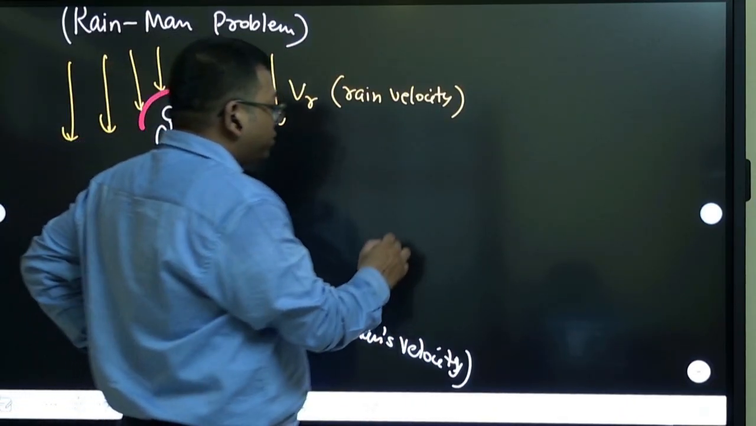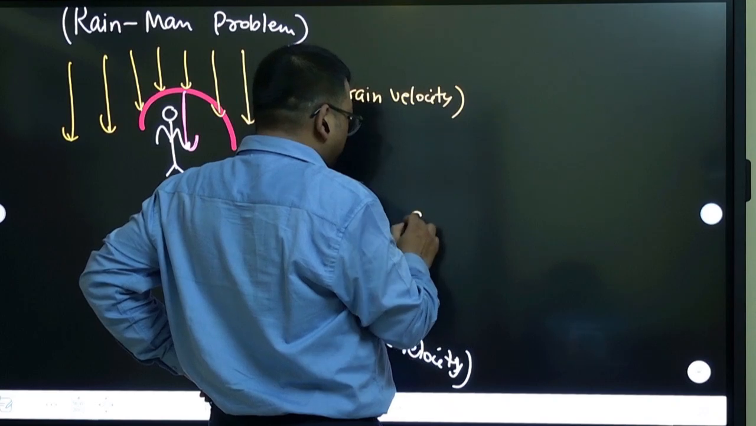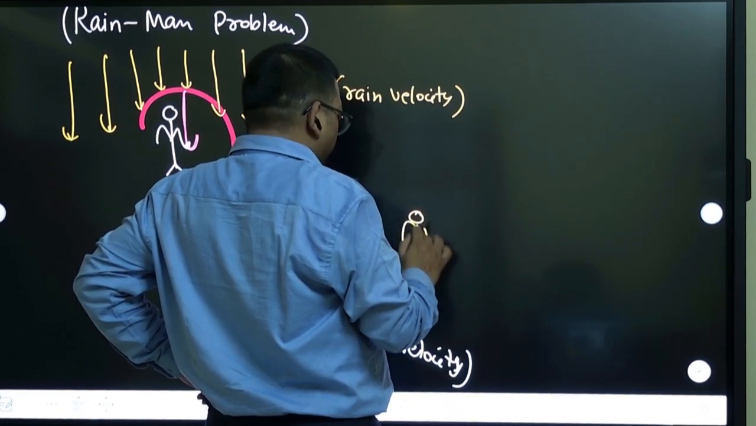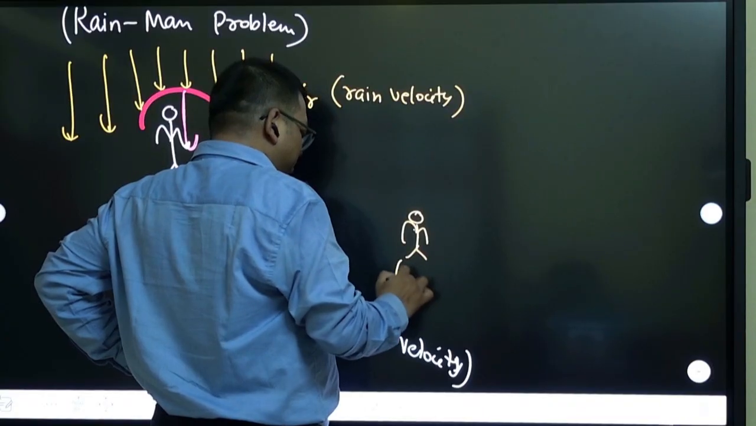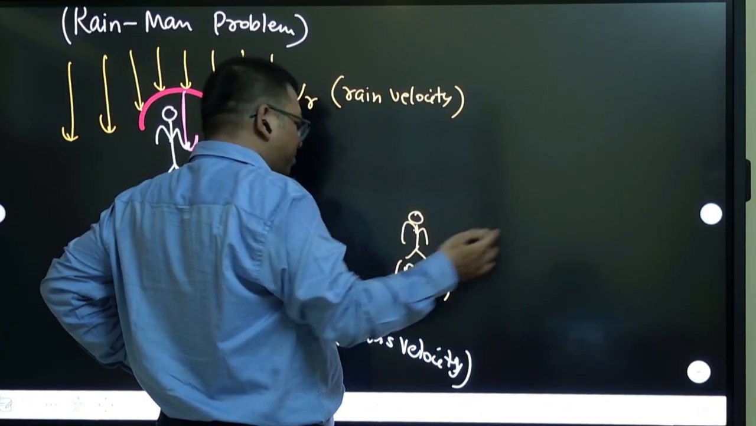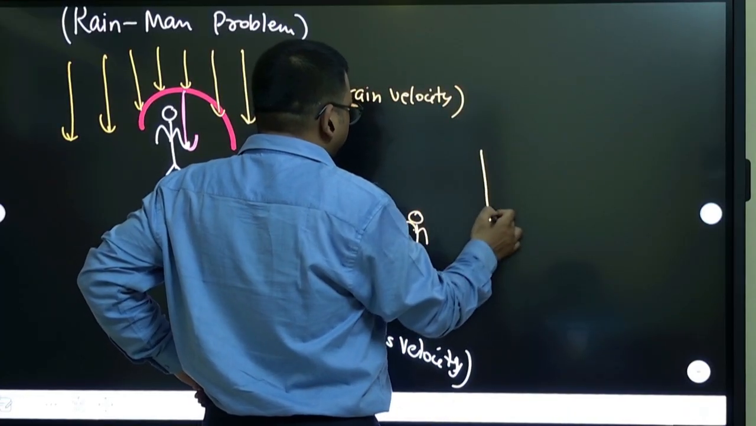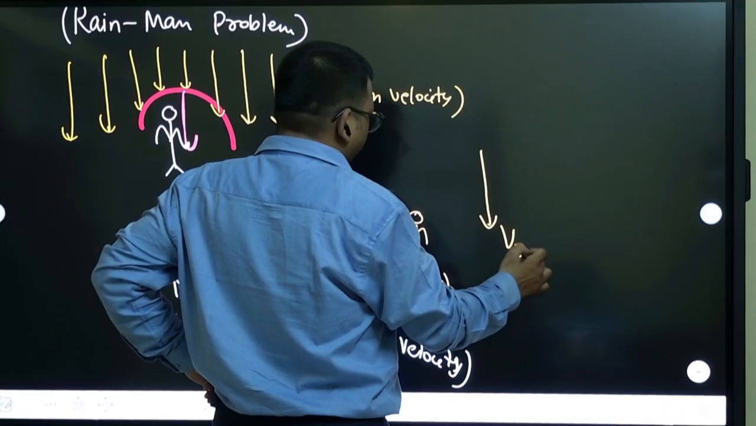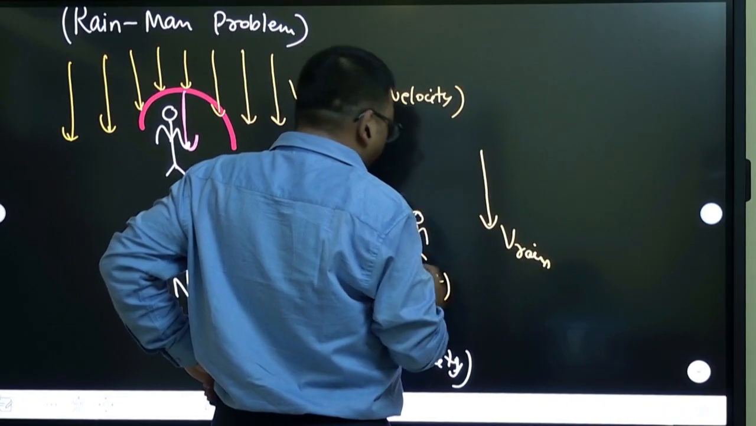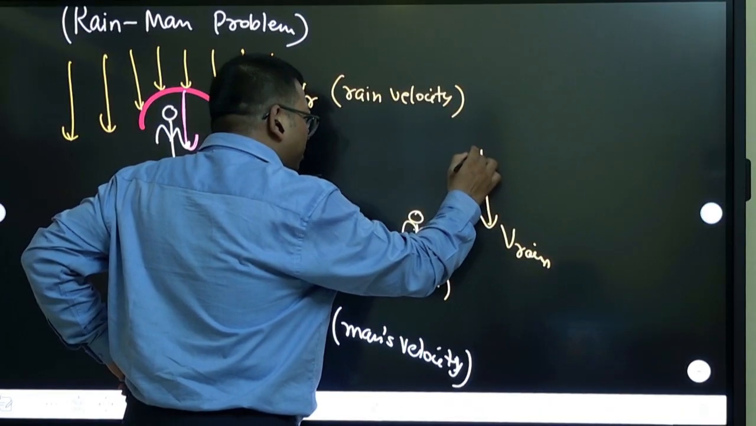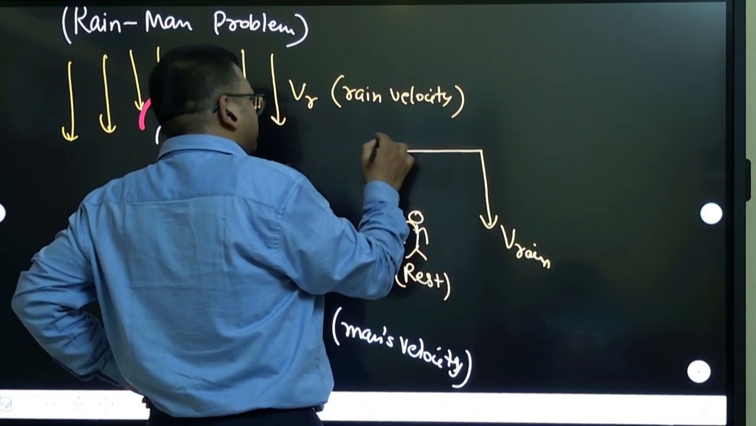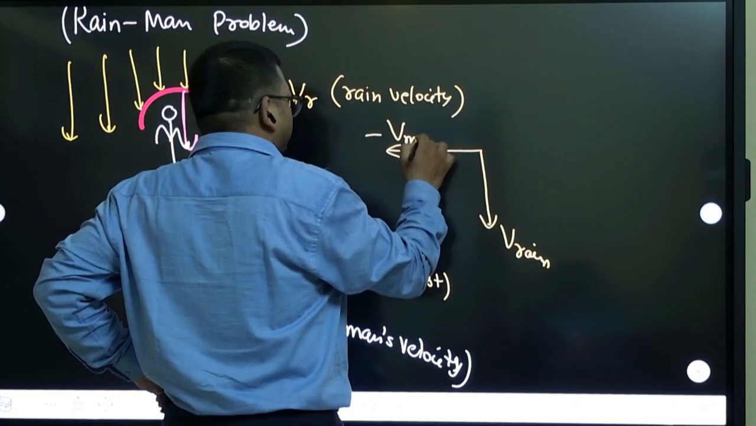So the man is going this way, this is the man, right? So let us say the man is at rest. Relative to the man, you are seeing which direction the rain is going. Rain was going this way. This is the velocity of rain. Okay, the man is going forward, so we have to give a negative velocity, right? This is the minus velocity of man.